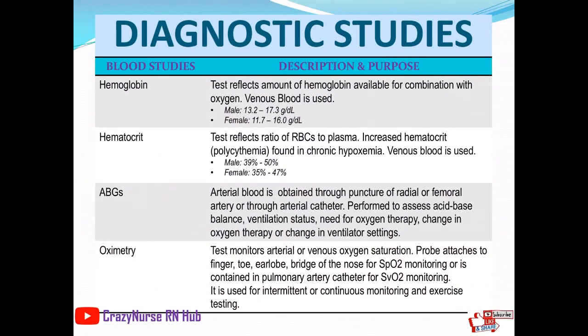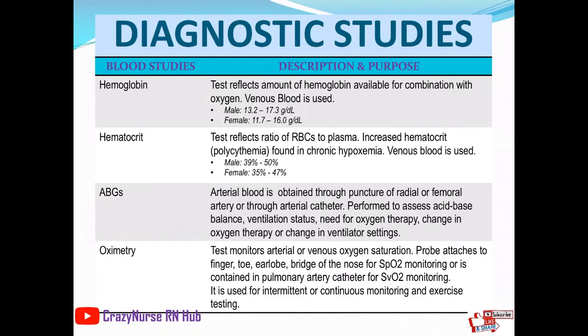Now we'll proceed with the diagnostic studies. First, we have your blood studies. Under your blood studies, we have your hemoglobin. This is the test that reflects the amount of hemoglobin available for combination with oxygen. We use the venous blood. So for male patients, the normal range of your hemoglobin should be 13.2 to 17.3 grams per deciliter. For females, however, we have 11.7 to 16 grams per deciliter.